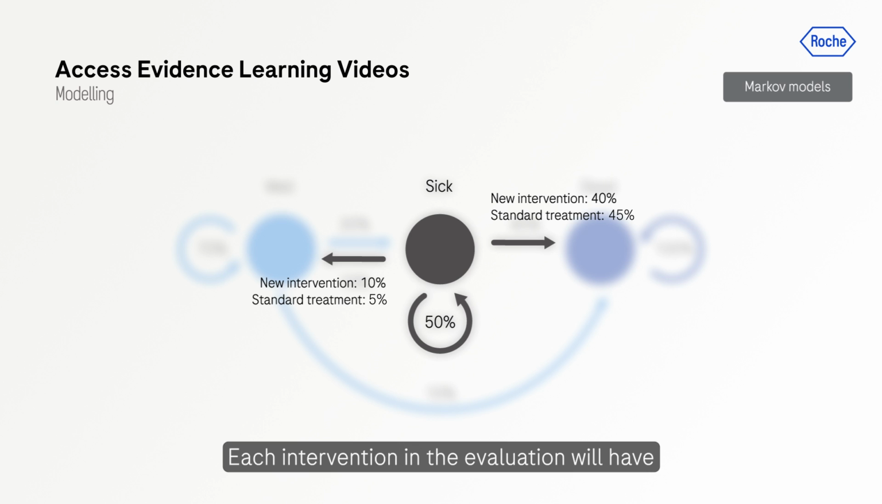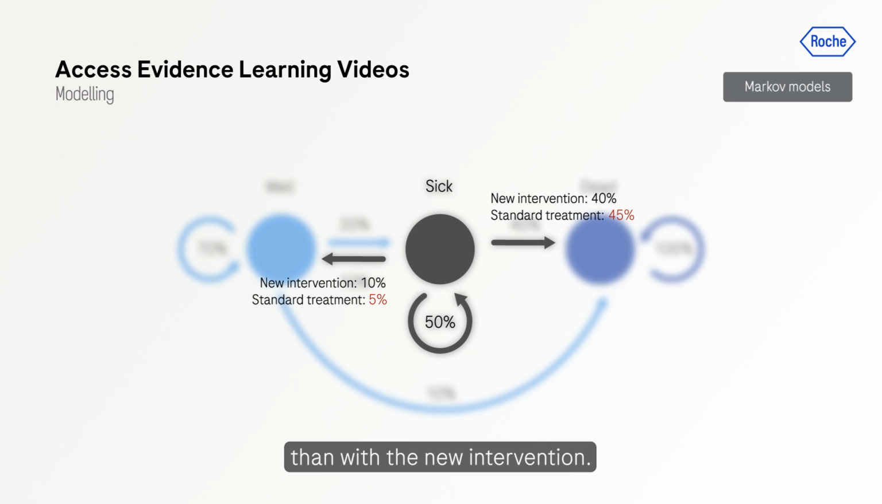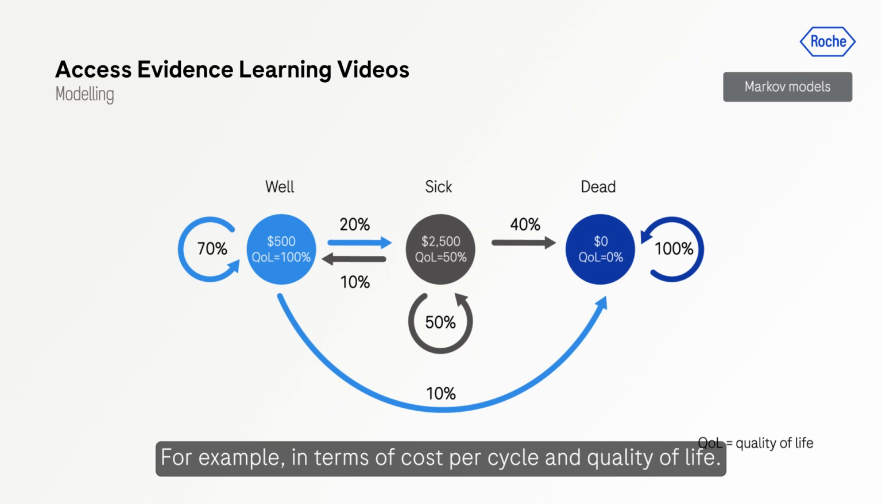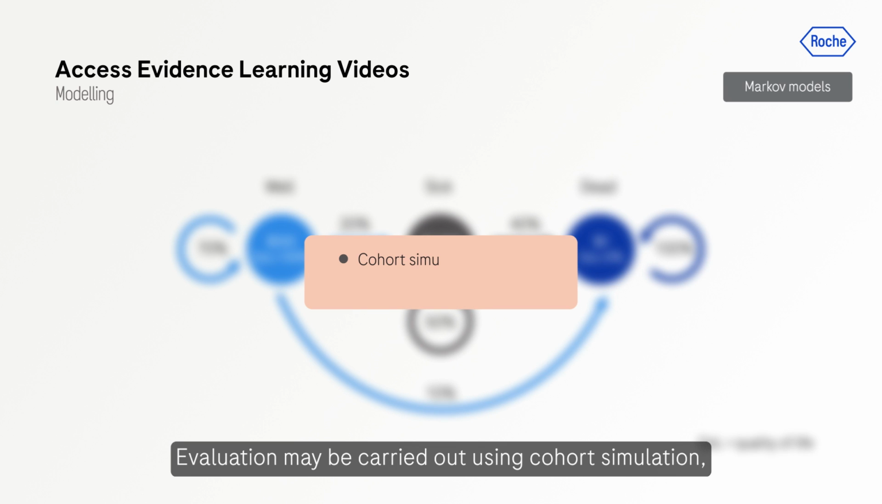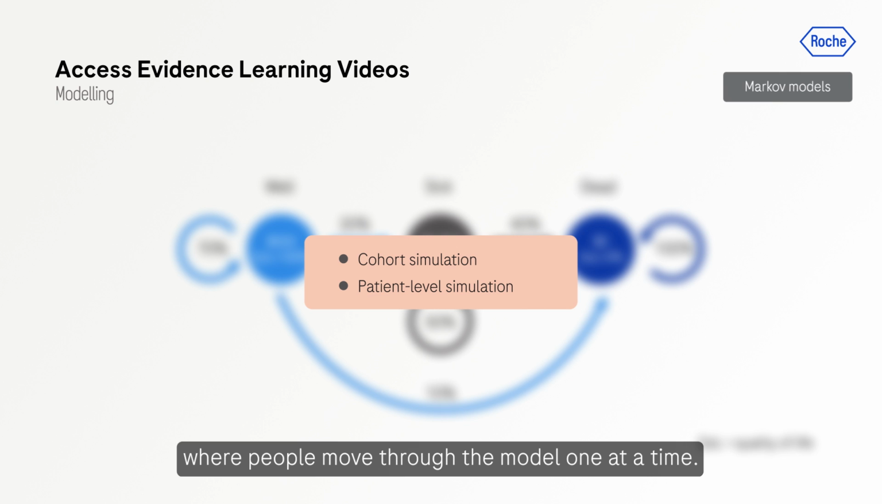Each intervention in the evaluation will have a different set of transition probabilities. Here, sick people who receive standard treatment are less likely to get well and more likely to die than with the new intervention. Each health state is also assigned a value, for example in terms of cost per cycle and quality of life. These are used when evaluating the model to generate results. Evaluation may be carried out using cohort simulation, where people pass through the model as a group, or patient-level simulation, where people move through the model one at a time.